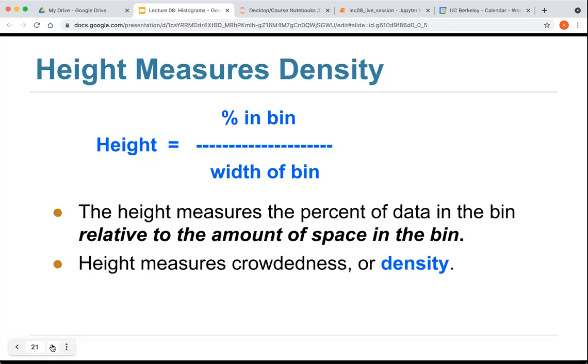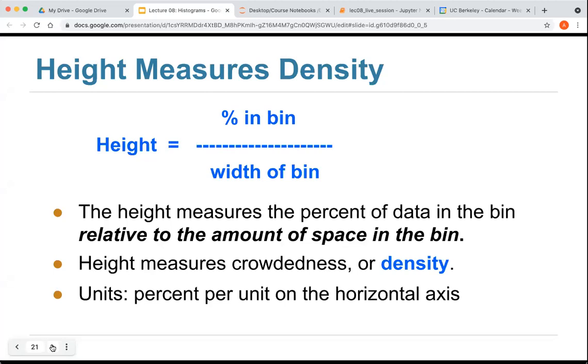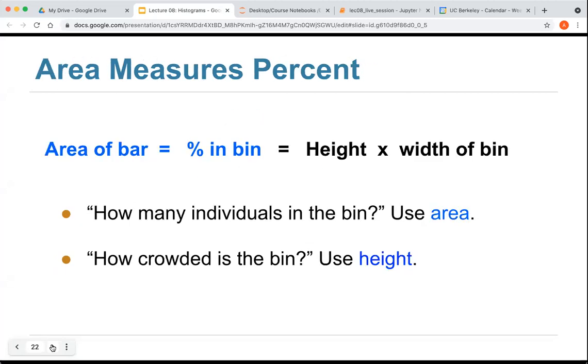So area measures percent, height measures something else. For how many individuals in the bin? Well, that is proportional to the percent, so you use area. For how crowded, let's use height, because that's what height measures, how many movies per unit of space on the horizontal axis. Let's just do an example.